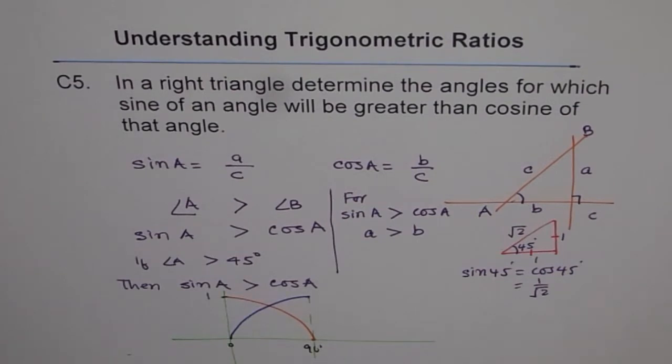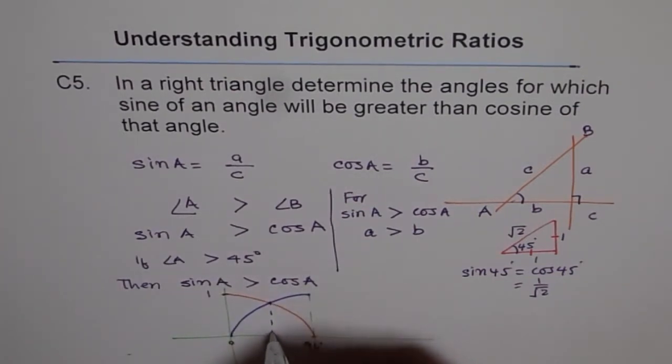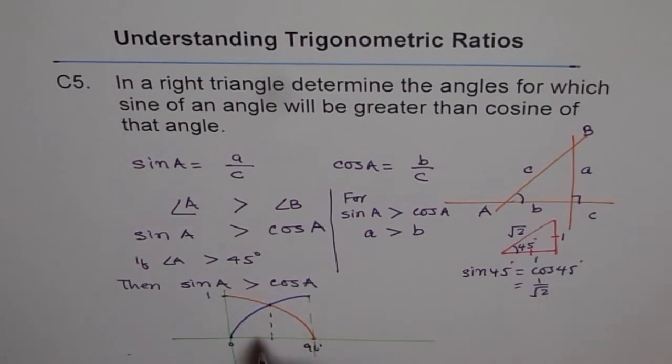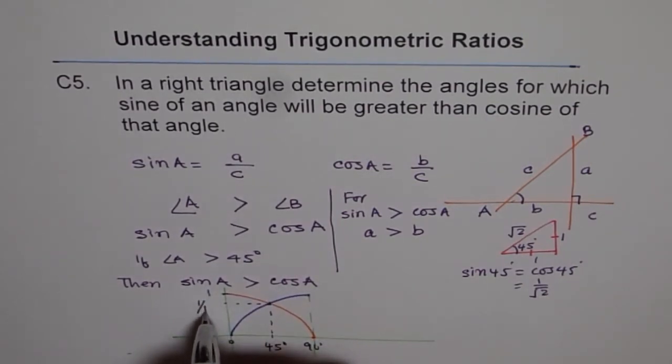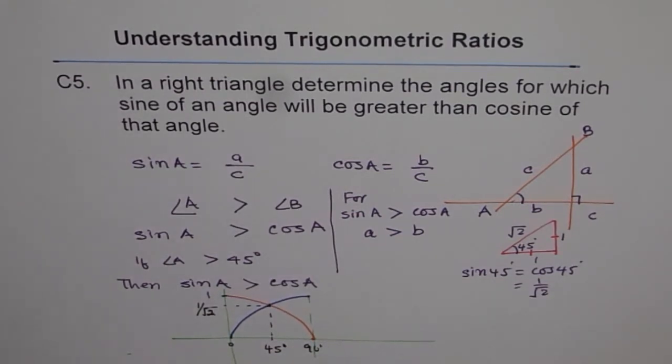And this point, right in the center, when both of them are equal, is at 45 degrees, and the value here is 1 over square root 2. If here we have the angle A in degrees, and this is in unit ratio, so unit 1. So that is how sine and cosine are related in a triangle. Okay? Thank you.